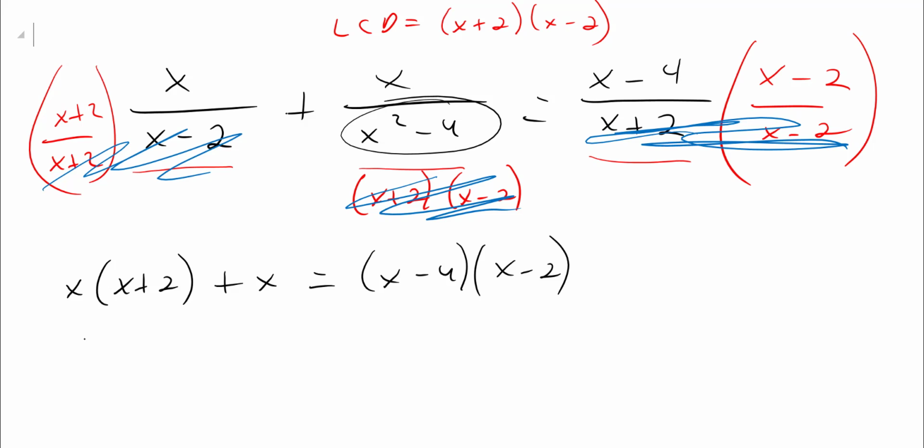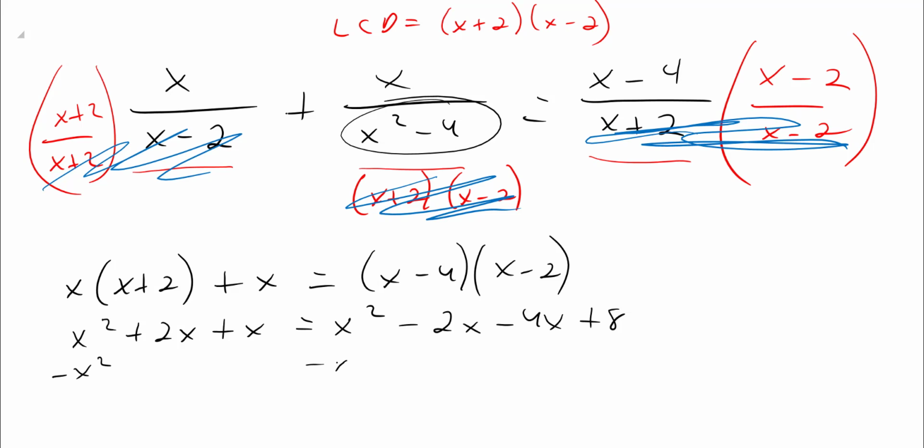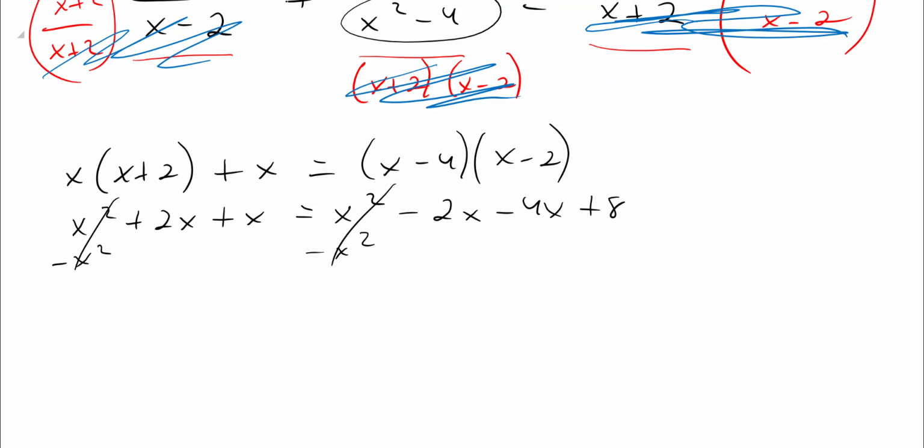Okay, and then this one you got to distribute, so you get x squared plus 2x plus x. This one you got to FOIL. X times x is x squared, outer minus 2x, inner minus 4x, and last plus 8. Well, what happens with the x squareds? You subtract x squared from both sides. They both cancel. That's actually pretty sweet. So really I just get 3x. Let me move down a little bit here. 2x plus x is 3x, equal to negative 2x minus 4x, which is negative 6x, plus 8.